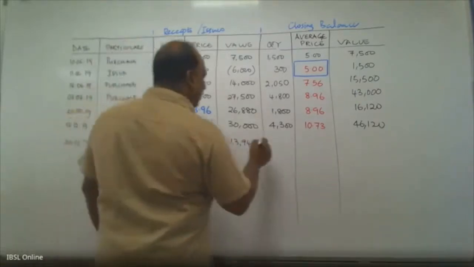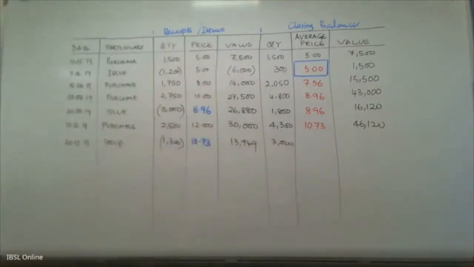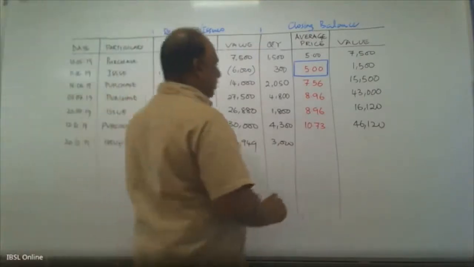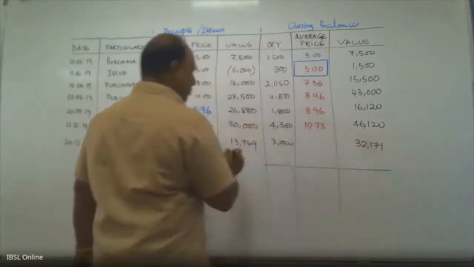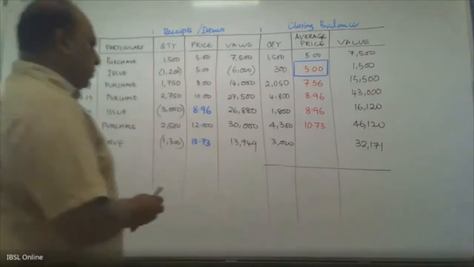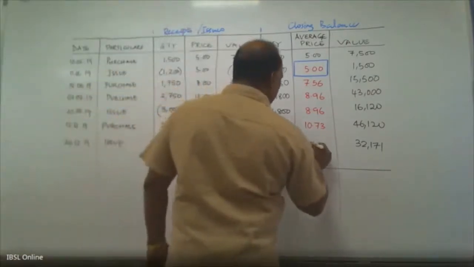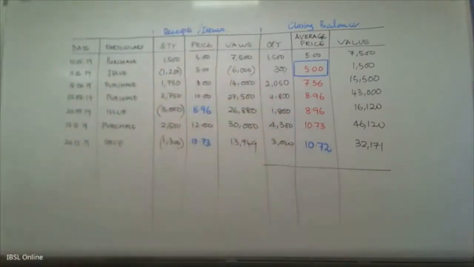So the remaining stock will be 3,000, and the remaining value would be 32,171. And what is the price? Again 10.72, comes to 10.72 actually. So you have to be mindful. It's not always the 10.73, it differs slightly.